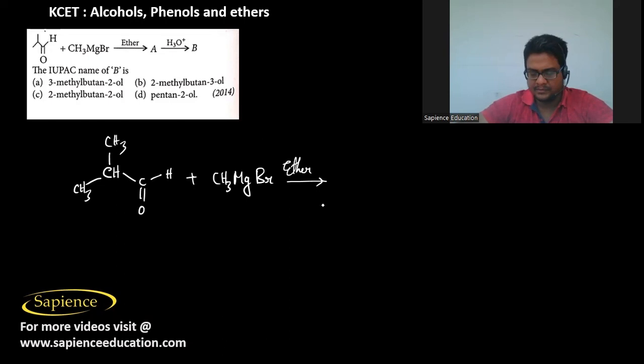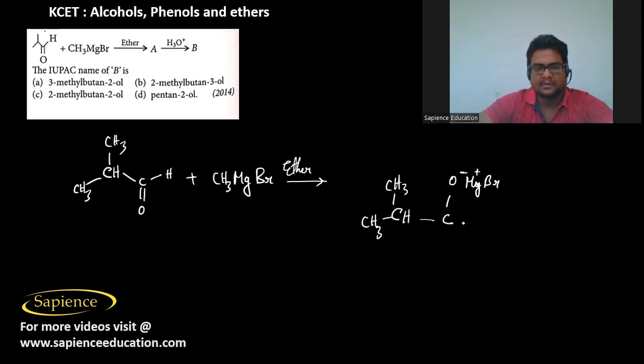So in the presence of ether, the CHO, which is the aldehyde group, will change into CO minus MgBr plus, and from here we will have CH3 minus and MgBr plus. So the CH3 group will be attached here.